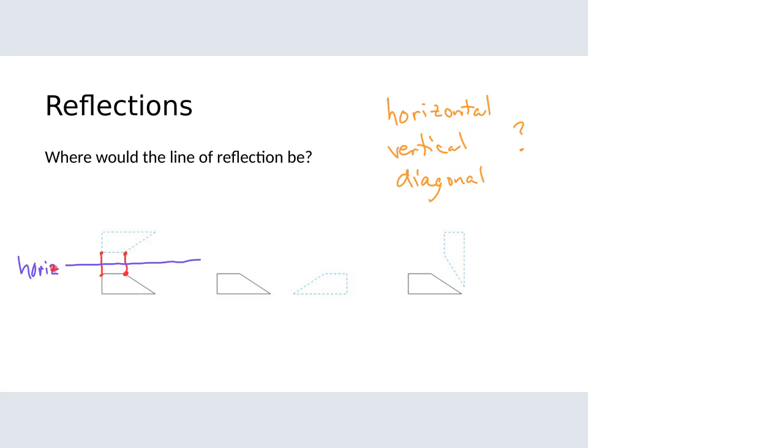Okay, the second one that's in the middle. Would my line of reflection be vertical, horizontal, or diagonal?